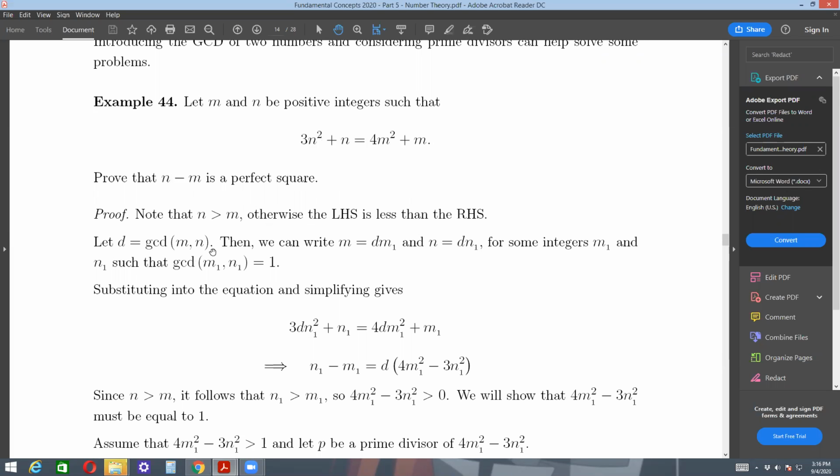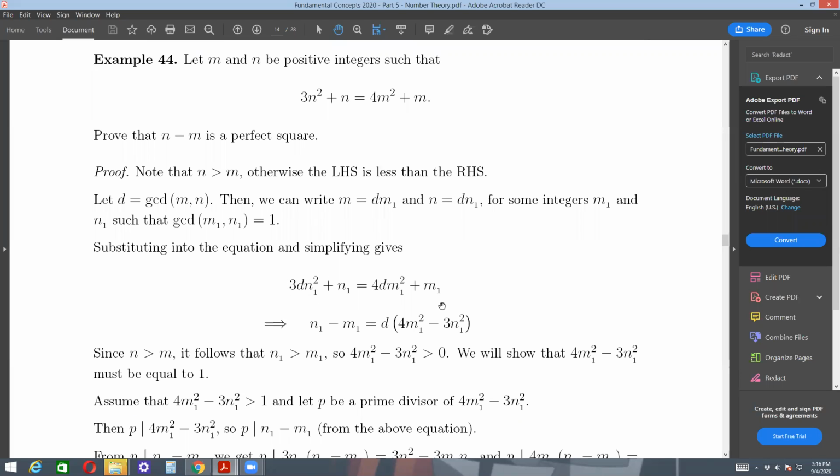So what you're going to do is let the GCD of the 2 numbers n and m be d. Then you can write m as m1 times d and n as n1 times d and substitute, and the GCD of those two is 1. When you substitute, we get this, after you simplify it. So you divide through by d. I could bring the m1 across, carry this across. So n1 minus m1 is d times this.